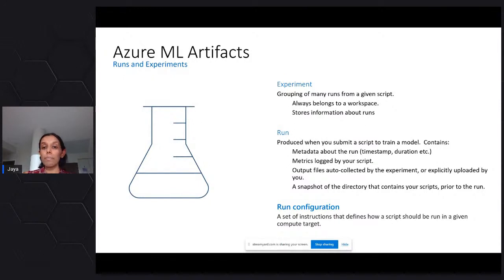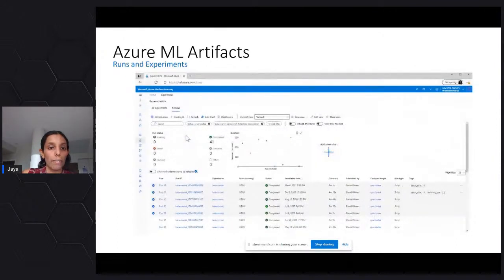In a run, you actually have the metadata about the run, the timestamp, duration, the metrics that are logged by the script, output, as well as a snapshot of the directory that contains the script. So I will actually get into the workspace and show you how that is. Okay, so in here is an experiment.